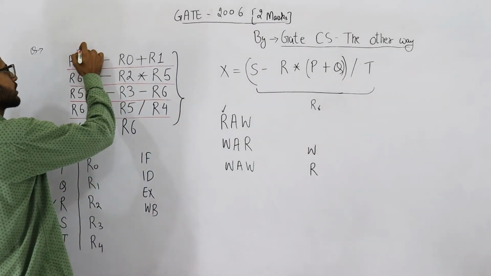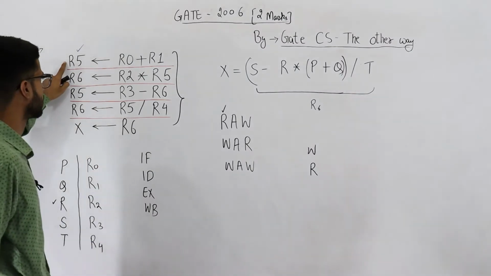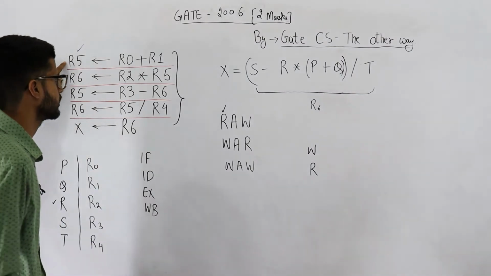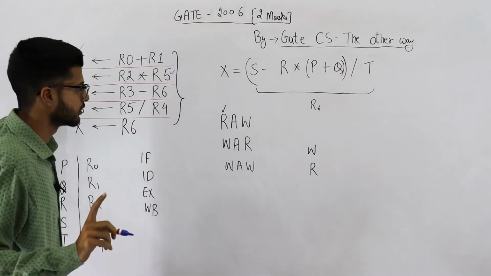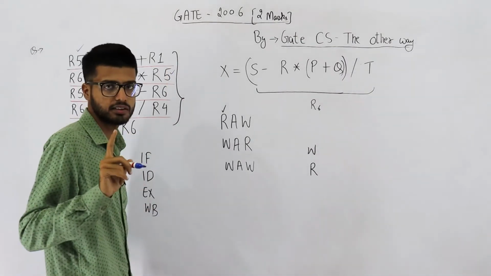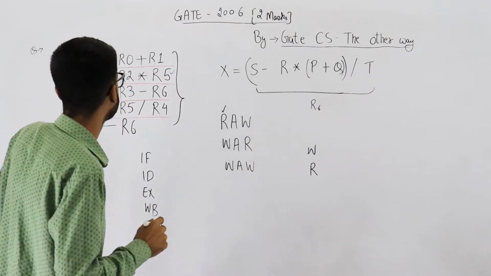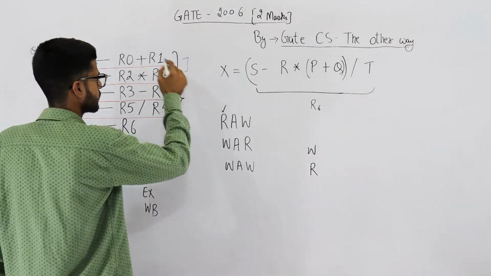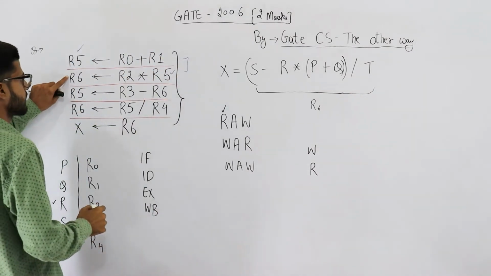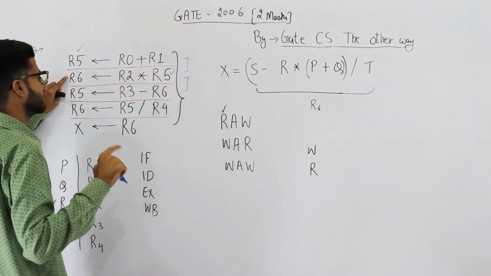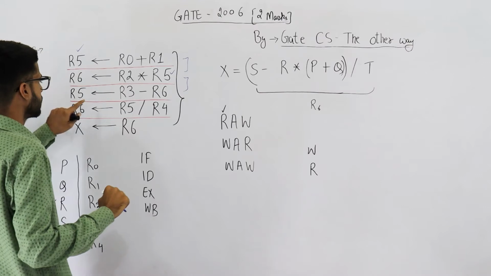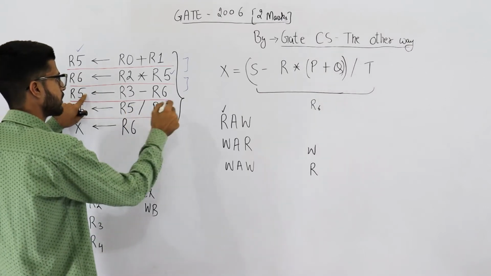This register R5 is being written into by the first instruction, and the second instruction is reading it. So we have one read after write dependency in these two instructions. Similarly, R6. So here also we have one read after write dependency. Now you can see R5 and R5.